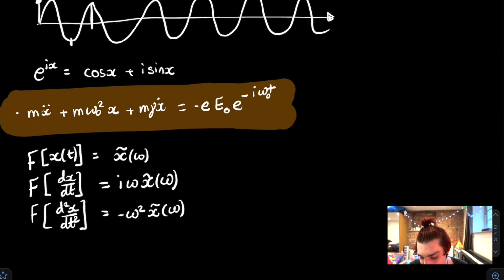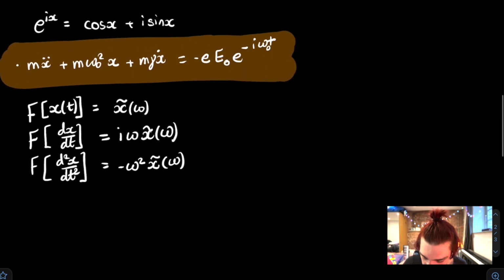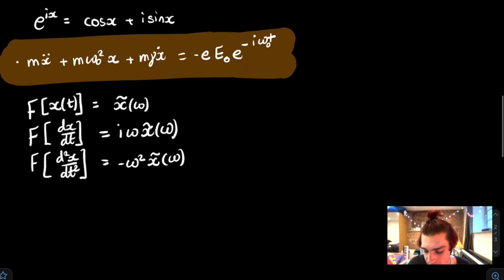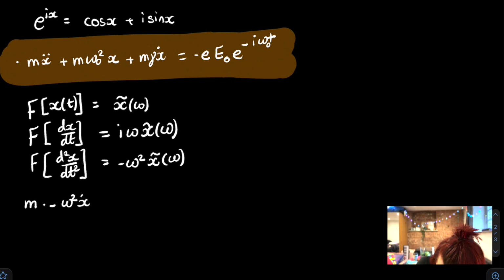So we can just go ahead and plug all of these into the left-hand side of our equation right here. Remember, I've taken the Fourier transform of this entire equation. We're going to get m times the Fourier transform of x double dot, which is simply equal to minus omega squared times the Fourier transform of x right here, plus this term right here, m omega naught squared.